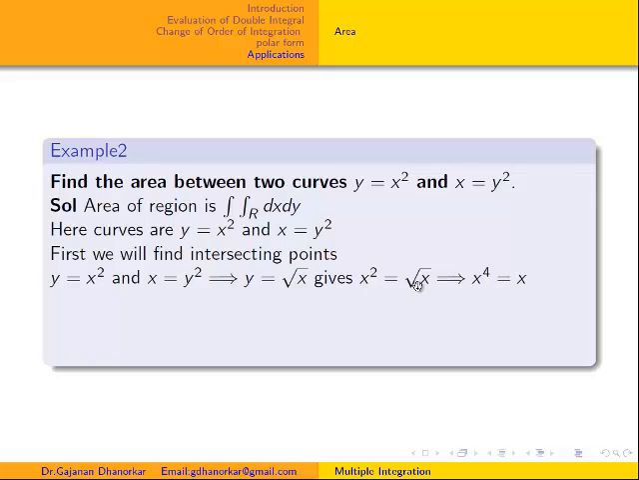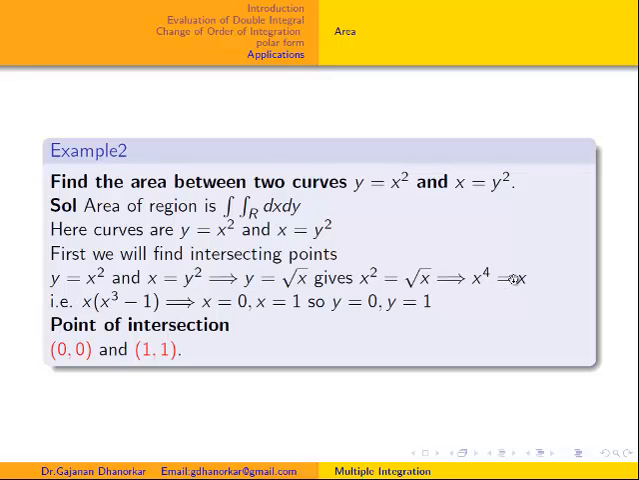Therefore I will write x square equal to root x. Squaring on both sides, we get x raised to 4 equal to x. Now I will take this x to the left side, then we get x raised to 4 minus x equal to 0. I will take x common, so x cube minus 1 equal to 0. We get the real roots x equal to 0 and x equal to 1. These are the two roots.